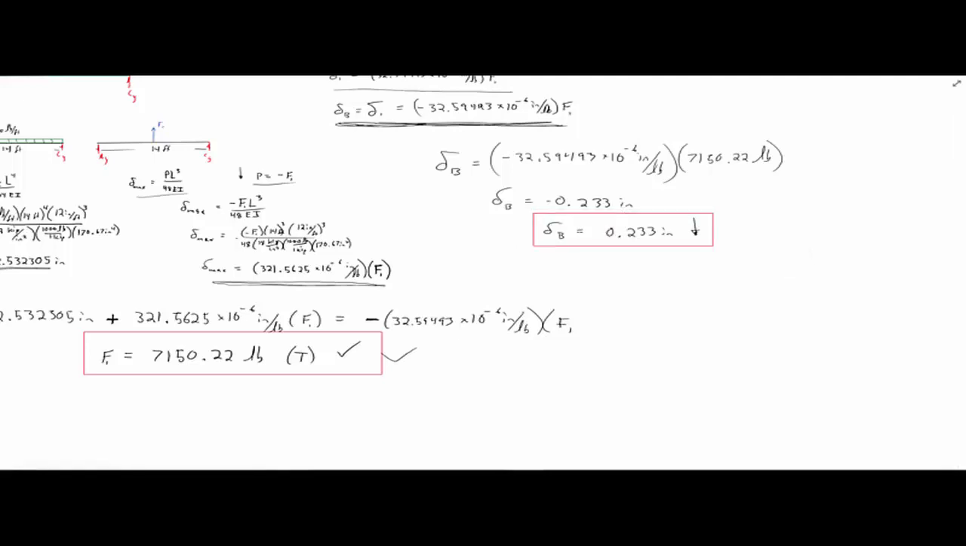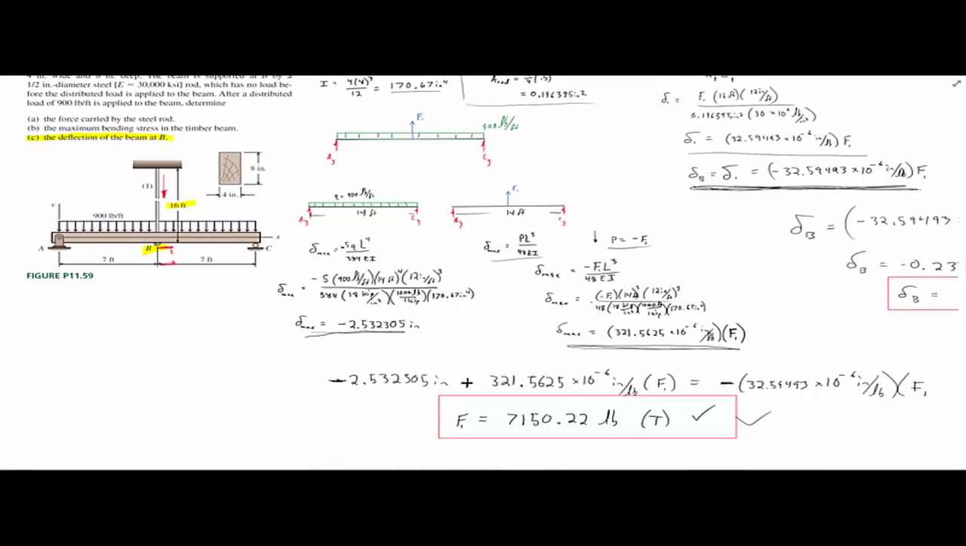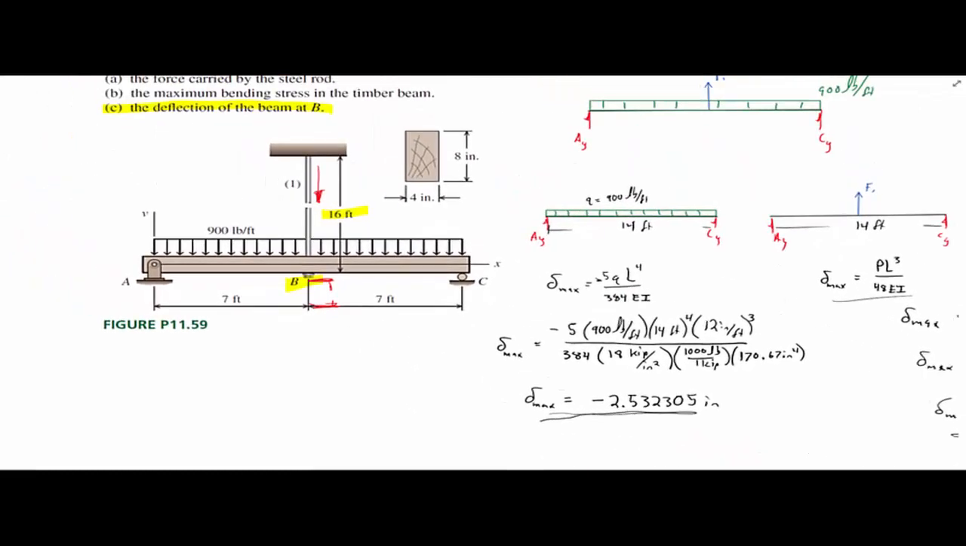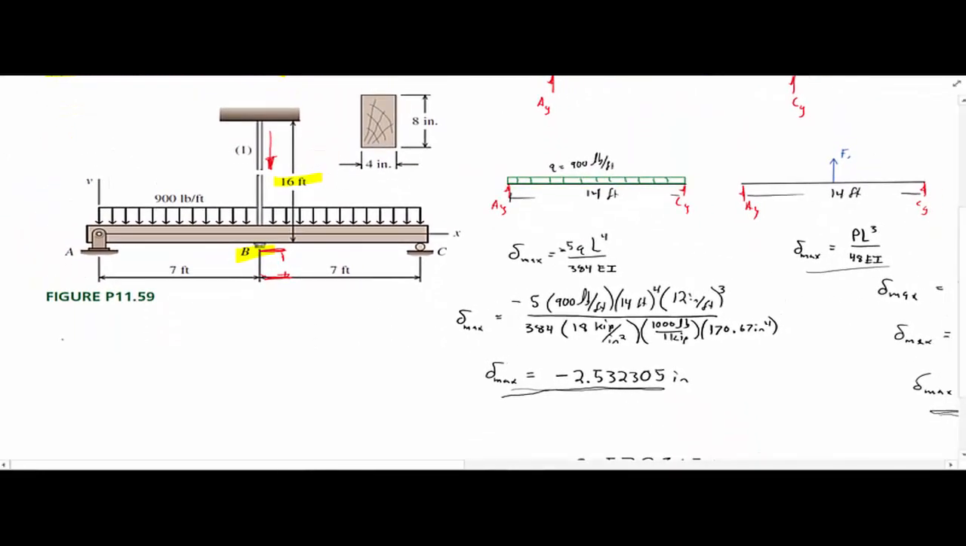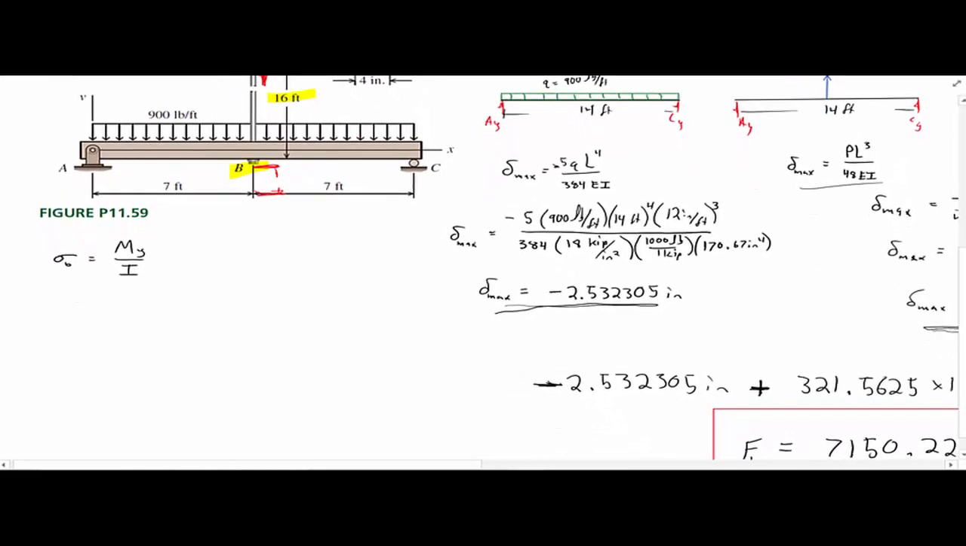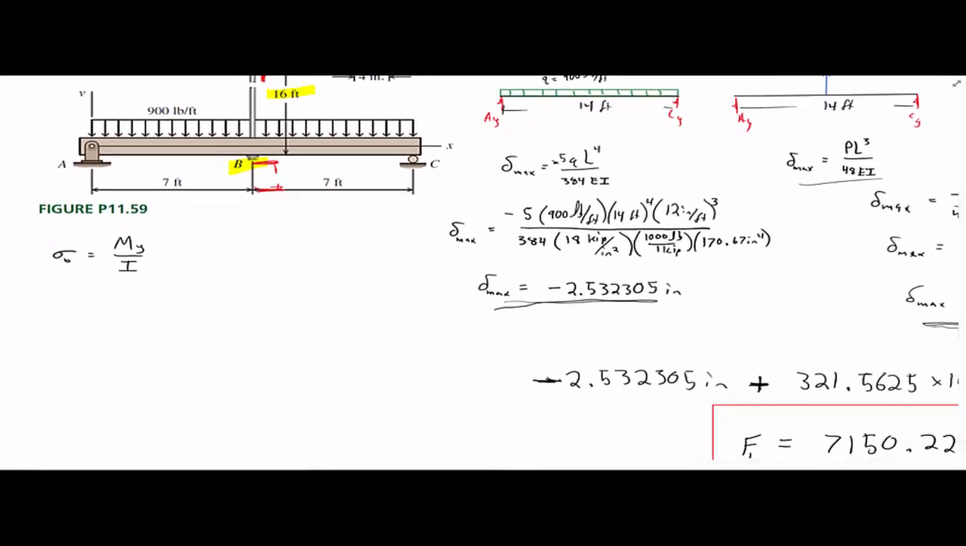Done. Okay? So now part B. What was part B again? B said the maximum bending stress in the timber beam. So what is maximum bending stress, right? Zoom in here. Sigma sub B equals My over I, right? Well, to be able to find our maximum bending stress, we need a moment equation, or a moment, at point B.